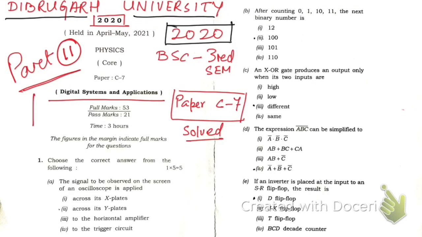This is part 2 of the Digital System and Application paper solution of Physics 2020. It was held in 2021, but the semester started in 2020. This is the BSc third semester Physics Honors Dibrugarh University question paper. We have already solved the 1-mark multiple choice questions in the first part. The link is given in the description box.